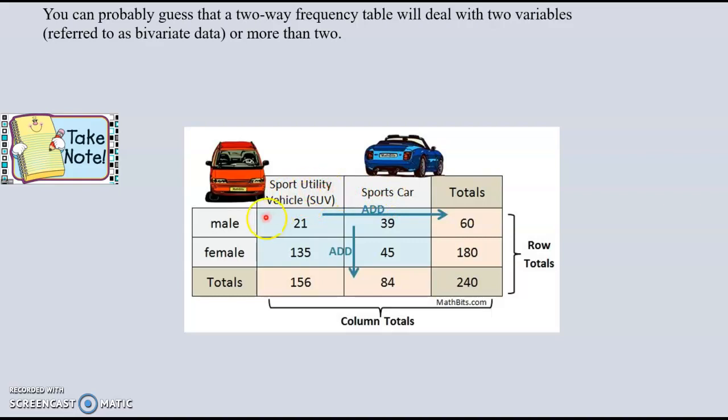You've got your categories or your variables down the side. You've got your count information in the middle, and along the bottom and along this side you have the totals. And that all helps you to work out further information and further data about these tables.